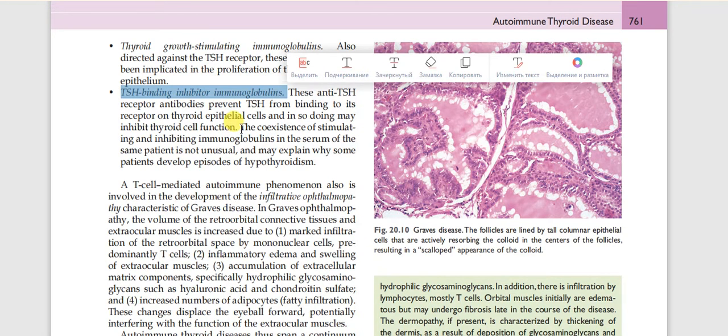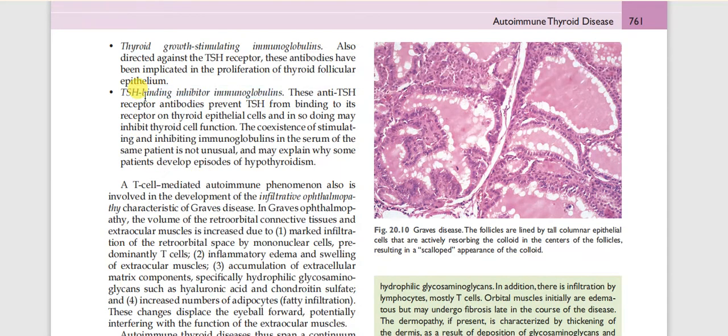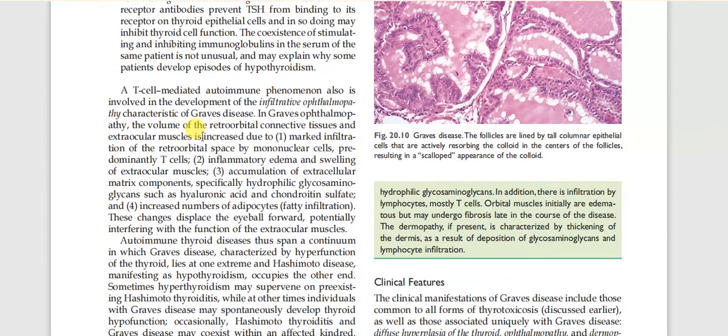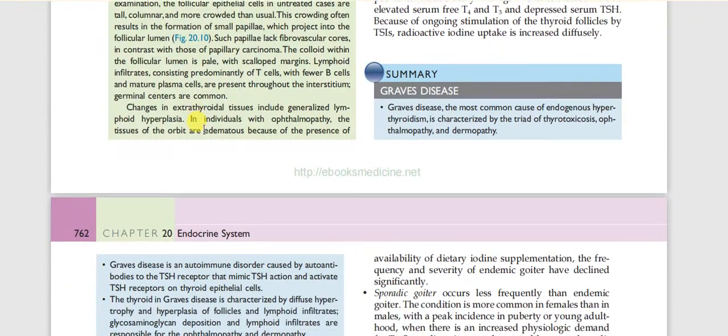So the coexistence of stimulation and inhibition of immunoglobulins in the serum of the same patient is not unusual and may explain why some patients develop episodes of hypothyroidism. So you see, that's what I talked about. So in some cases we don't see only hyperthyroidism, but also sometimes hypothyroidism.